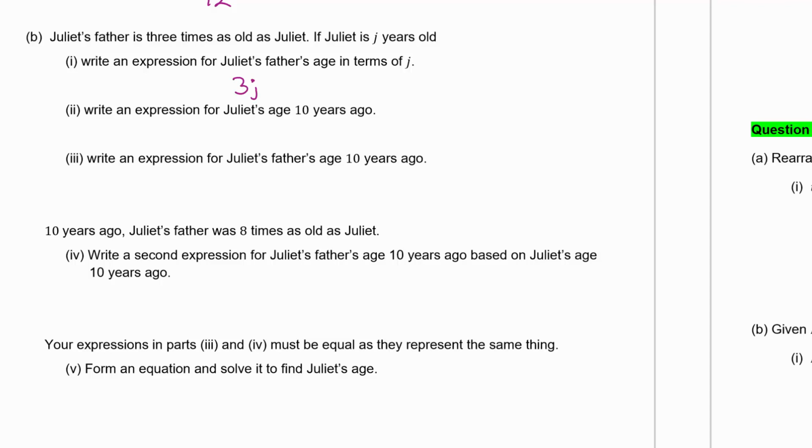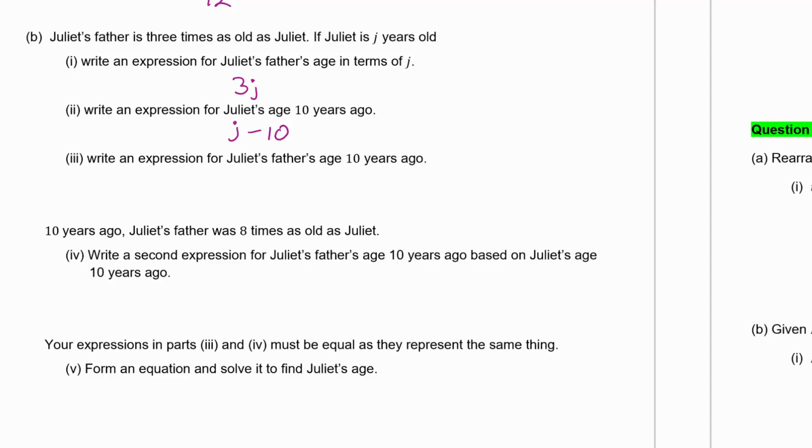Write an expression for Juliet's age 10 years ago. Well, if her current age is J, 10 years ago, it would have been J take away 10. Just think about that with numbers. If you're currently 20 years old, 10 years ago, you were 10 years old.